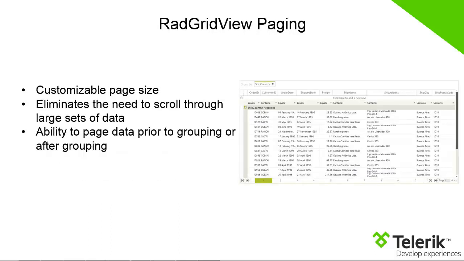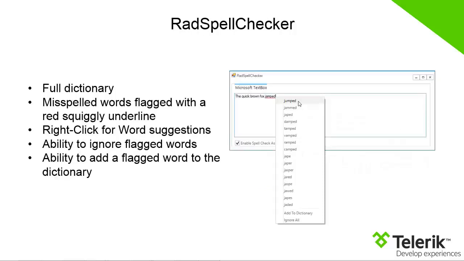RadGridView has been enhanced with an awesome new paging feature. What this does is it eliminates the need for your users to have to scroll through large sets of data in your grid. Instead, you can define a page size and have that data split across those multiple pages. And if you're using grouping in your grid, you also have the ability to set the paging behavior. So you can decide to page the data prior to the grouping function or after the grouping function. That decision is completely up to you.